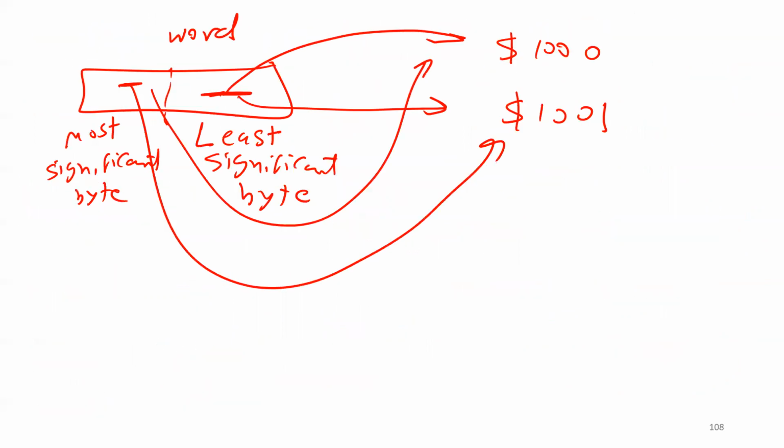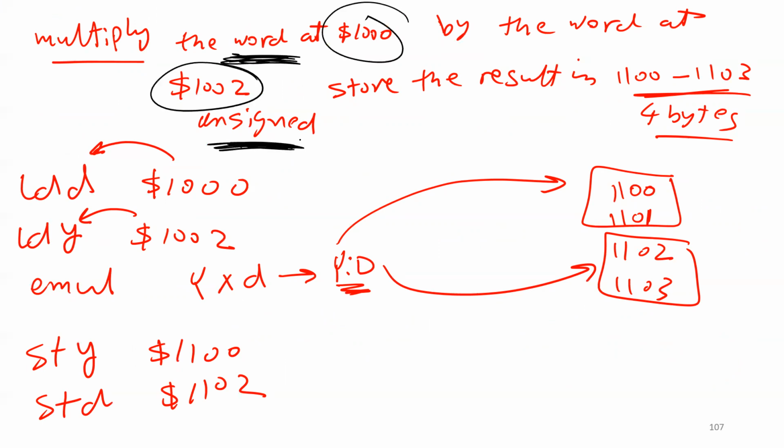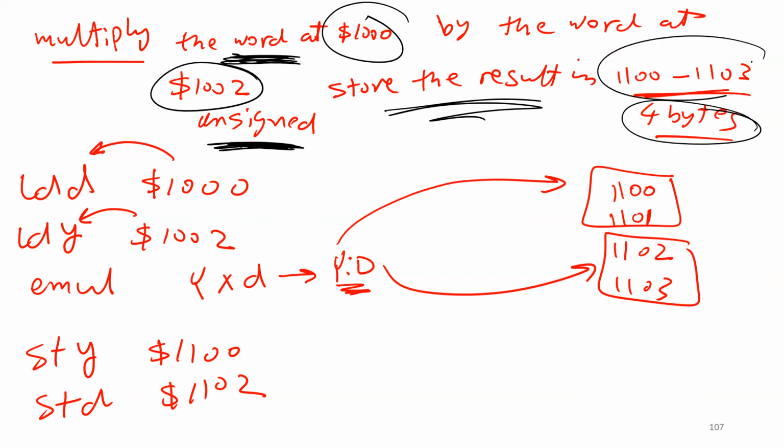Okay, so let's see the first example here. In the first example, I want the word at location 1000 multiplied by the word at location 1002. So here I'm very specific. I'm telling you I want to multiply word by word, and I told you this is unsigned multiplication. And then you have to store the result. The result is 4 bytes. You have to store it in these four memory locations. Is that okay? So very simple.